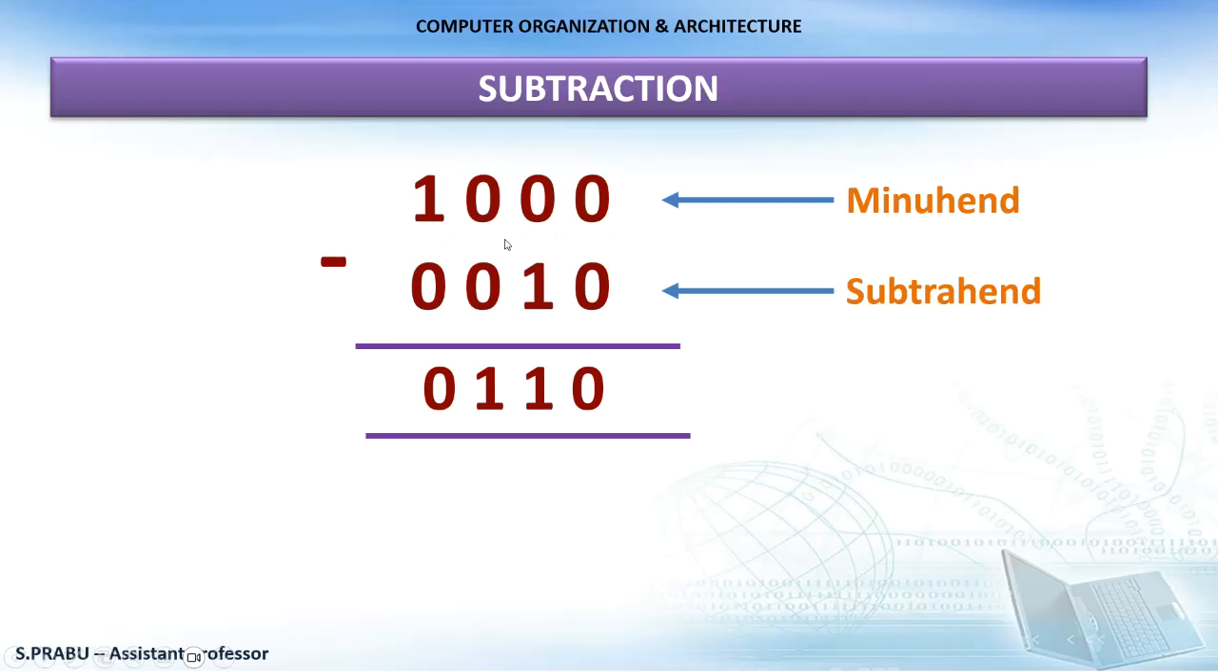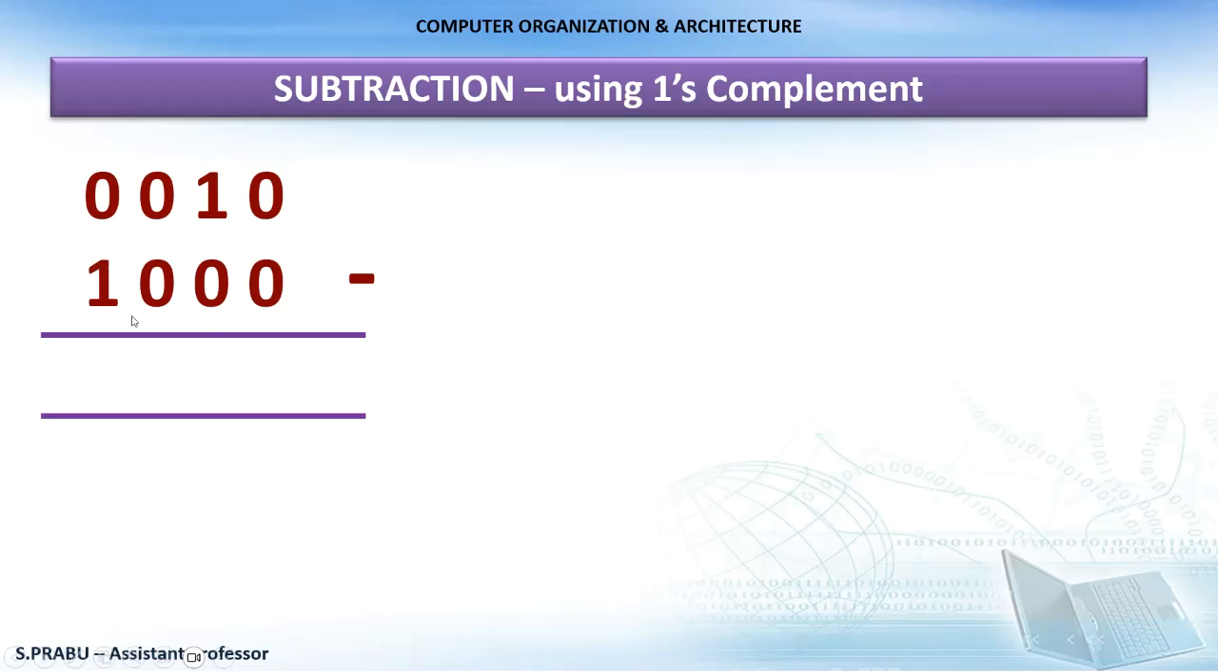You can cross check this answer. 1000 is 8, 10 is 2, 8 minus 2 you can get 6. In the second case, I take the first number as the smaller number, that is 10. The second number is the bigger number, that is 8. Let's check what happens if the ones complement method rules are applied. So first I find the ones complement for the second number. So the result is 0111.